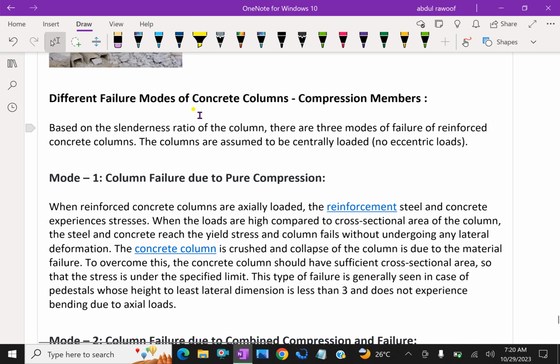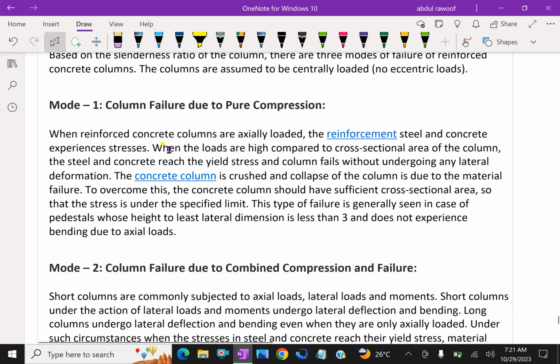Different failure modes of concrete columns or compression members. First, column failure due to pure compression. When reinforced concrete columns are axially loaded, the reinforcement steel and concrete experience stresses. When the loads are high compared to the cross-sectional area of the column, the steel and concrete reach the yielding stress and the column fails without undergoing any lateral deformation. The concrete column is crushed and collapses due to material failure.